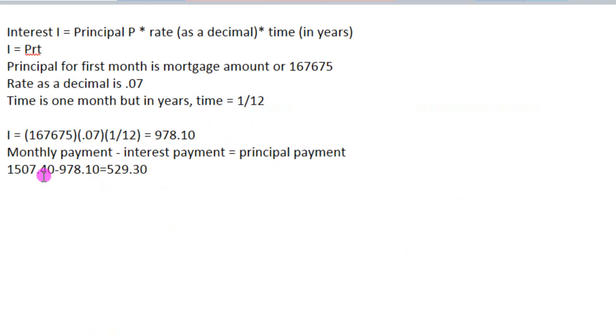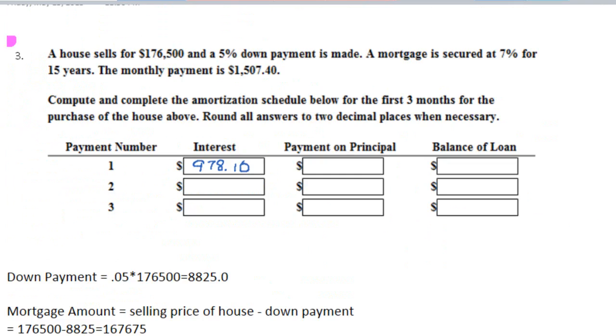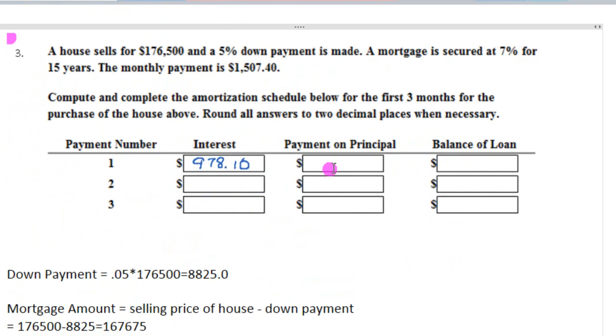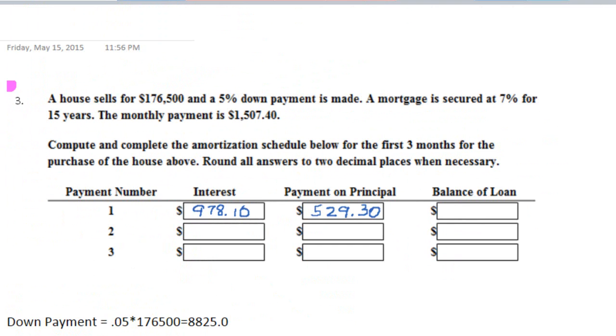So I've done our calculations here. Monthly payment minus interest payment gives us that $529.30 was paid towards the principal. So that's what's going to come back over here on the first month payment on principal, $529.30.